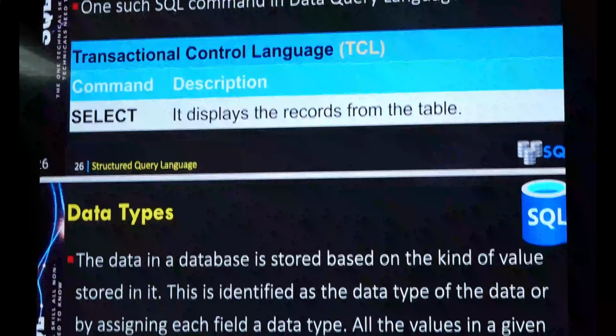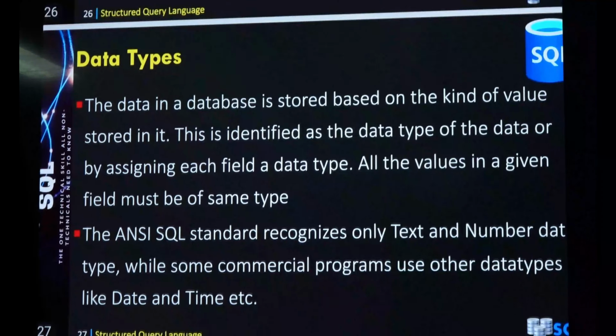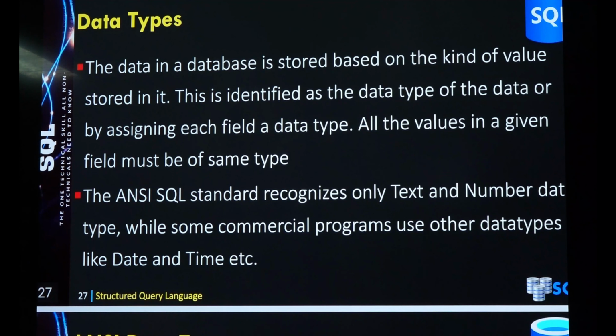Next, we will see data types. The data in a database is stored based on the kind of value stored in it. This is identified as the data type of the data, by assigning each field a data type. All the values in a given field must be of the same type.